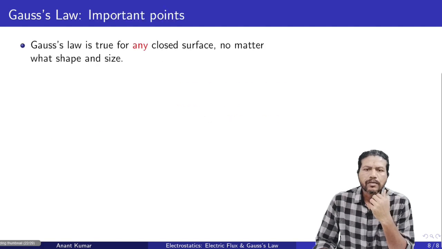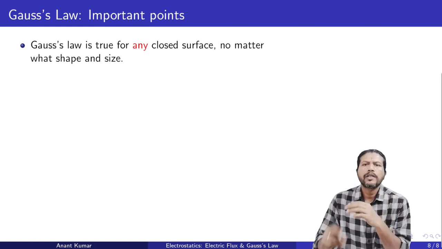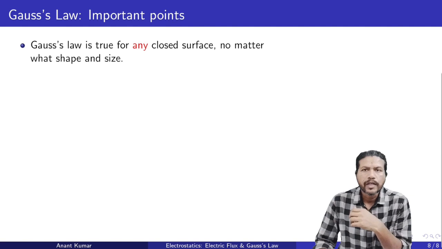You should notice a few things regarding this Gauss law, which is a very important point. First of all, the Gauss law is true for any closed surface, no matter what shape and size. It can be applied for every closed surface, whether big or small, it doesn't matter what the size is. But remember, this is nothing but a hypothetical surface in any case.